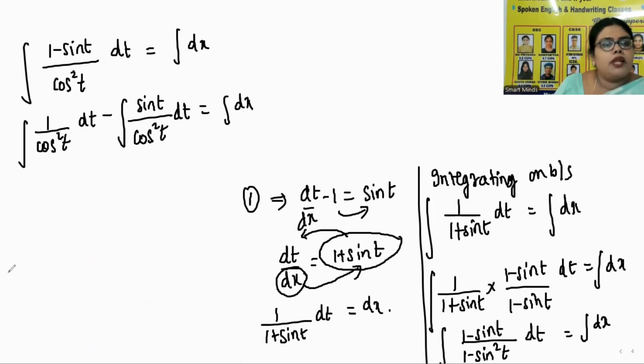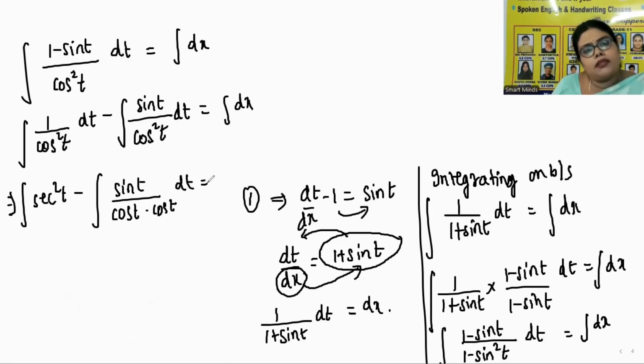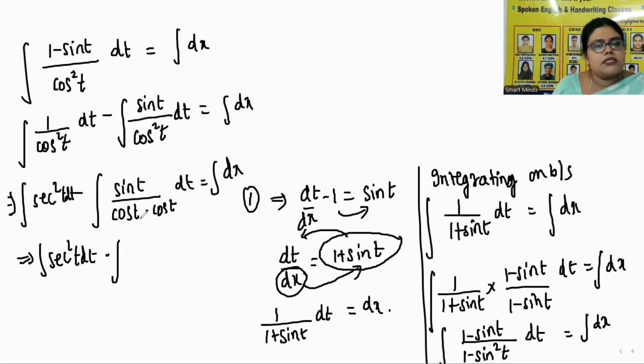Now we know that reciprocal of cos is secant. So this is integral secant square t minus integral sine by cos is tan. See, here in the denominator cos square t you can write 2 times, no? Cos t into cos t dt. Here also dt is equal to integral dx. Okay. Now integral secant square t dt minus 1 by cos t is secant t. Sine by cos is tan t. We are using trigonometry here.